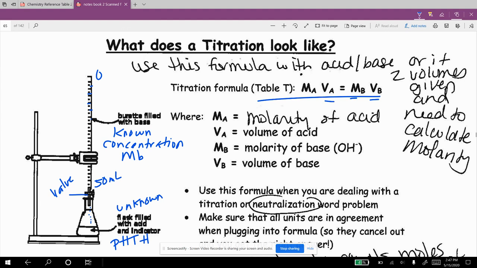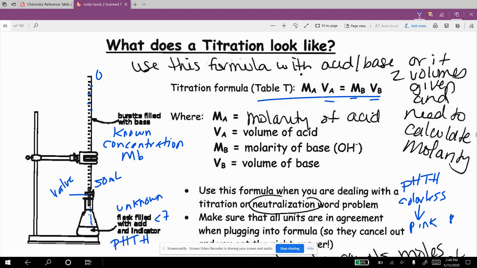So phenolphthalein, PHTH, is going to go from colorless to pink. And it's going to turn pink at a pH of 8. So when I put this in here, if this is an acid, the acid is less than 7. So with the indicator, this is going to be clear. This is why I'm choosing the colors.